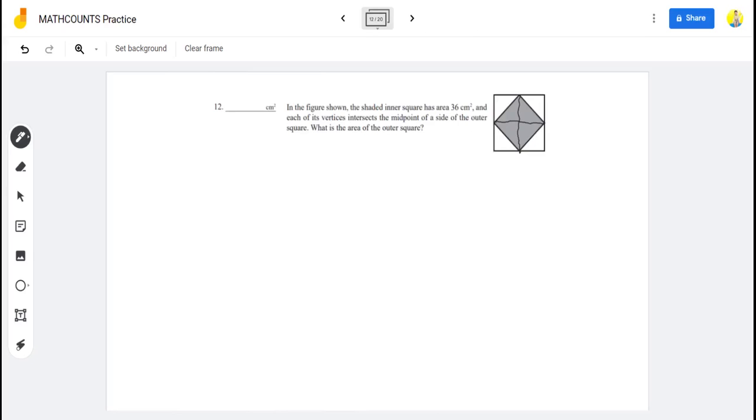In the figure shown, the shaded inner square has an area of 36 centimeters squared, and each of its vertices intersects the midpoint of a side of the outer square. What is the area of the outer square?